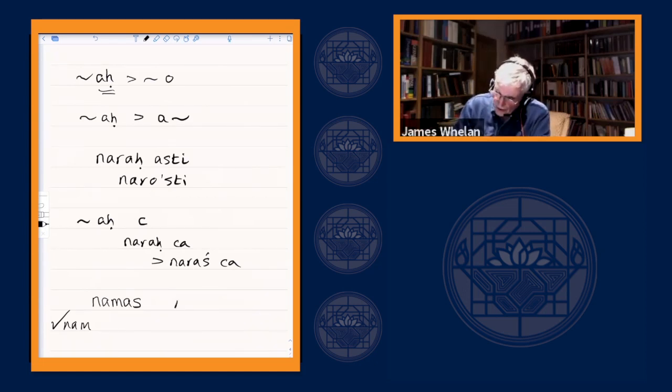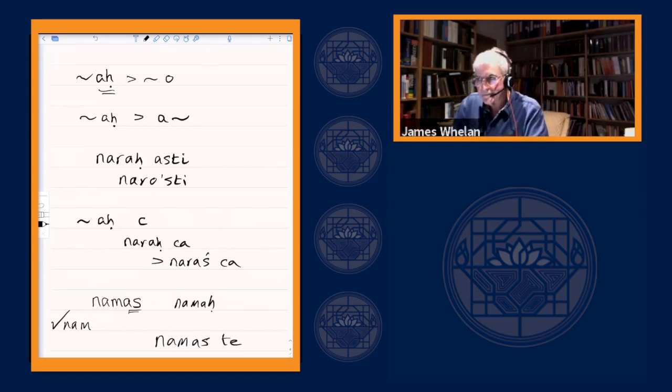Normally on its own, it would be written as nama. When this final s is followed by a word beginning with ta, the original ancient s comes back. That is why we say namaste, literally homage to thee, a bowing to thee.